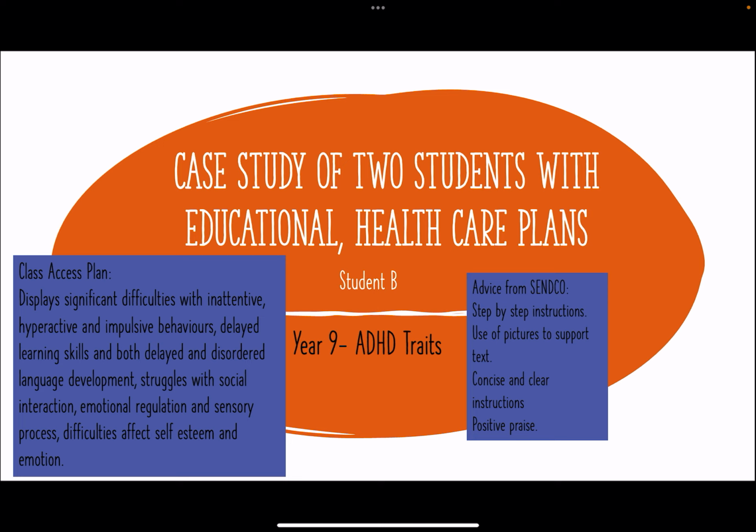Student B. Student B has similar needs to Student A and also struggles with staying motivated and can become easily distracted by peers when they do not understand a task. Again, when speaking with the SENCO, it was advised that I use step-by-step instructions, the use of pictures to support text, concise and clear instructions, and positive praise.